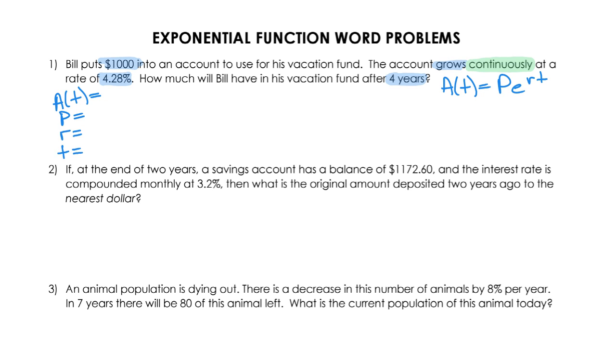Bill put $1,000 into an account, and therefore, guys, that is the principal. What he is putting in is his initial amount. Our rate is going to be 0.0428. And his time is 4 years, and we're trying to figure out how much he's getting out. All right, so all we have to do is go ahead and write it down and plug it in. So that's what our formula should look like after we plug in.